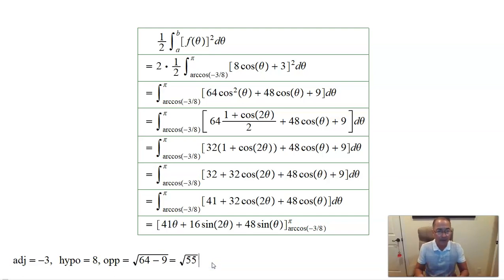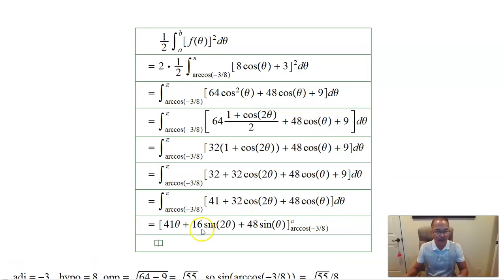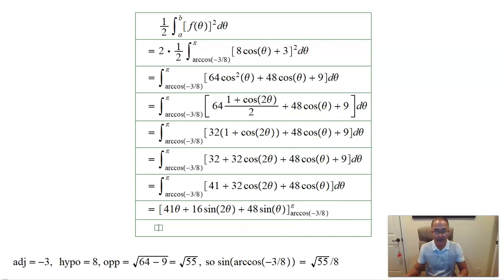Okay, so the sine of this nasty angle, and it's in the second quadrant, so sine is positive. It is positive opposite over hypotenuse: square root of 55 divided by 8. Okay? And we're going to need that because, oh yuck, we have sine 2 theta.